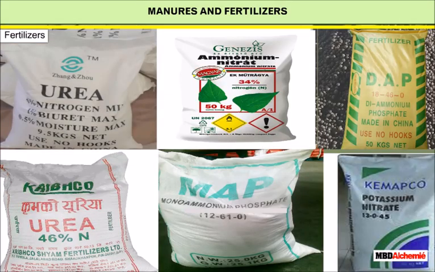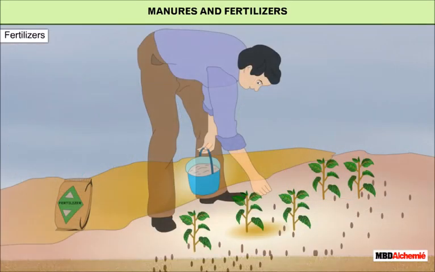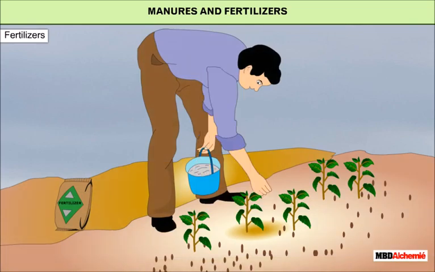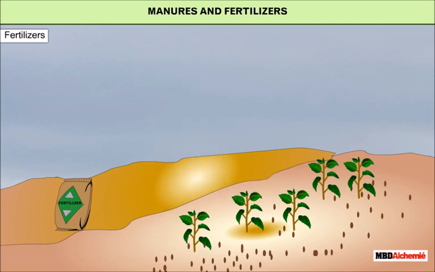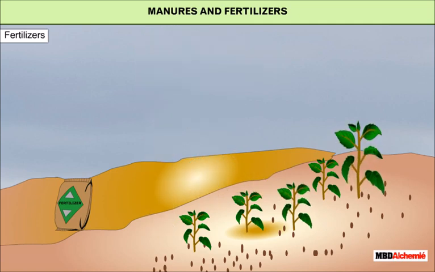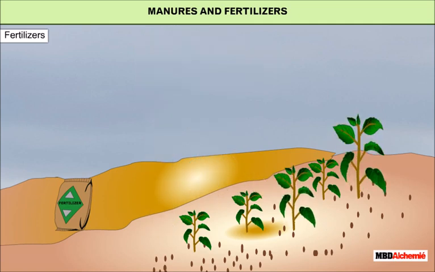Fertilizers. Fertilizers are commercially manufactured using chemicals. Fertilizers provide nutrients such as nitrogen, phosphorus, and potassium to the plants. They are used for good vegetative growth, thus giving rise to healthy plants. Fertilizers are used in very small quantities as they contain much higher amounts of nutrients in comparison to the manures.